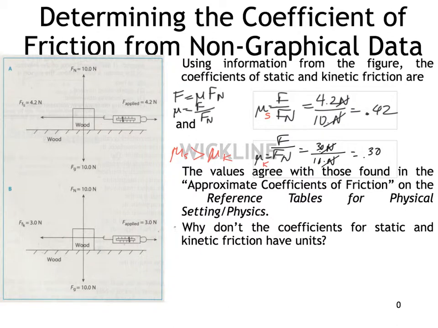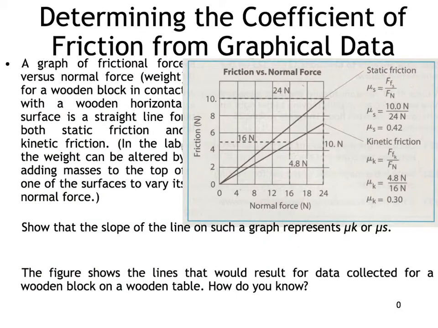So down here, why don't the coefficients for static and kinetic friction have units? It's because F over Fn yields no unit, because they're both measured in newtons. We're going to use graphs on this slide. So if you can remember that mu is F app over Fn, then you're off to a good start. So basically, we're going to show that the slope of the line on this graph represents either mu k or mu s. So we're solving for mu.